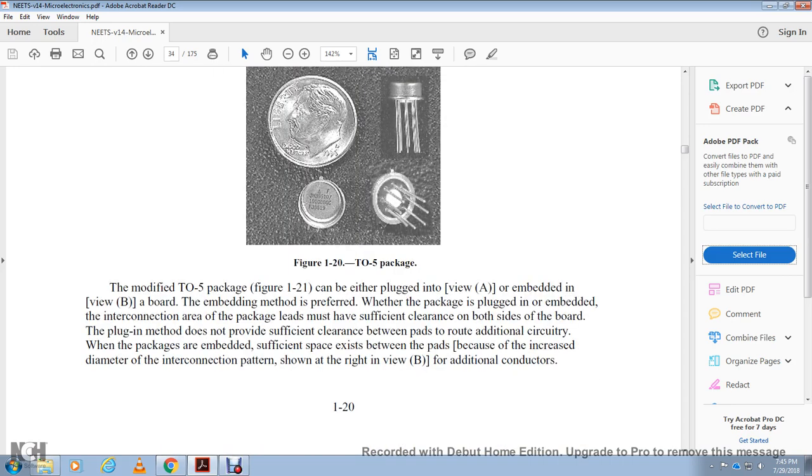Modified transistor outline 5 package can be either plugged in, view A, or embedded, view B, into the board, with the embedding method preferred. The package embedded with the interconnection area leaves sufficient clearance on both sides of the board.